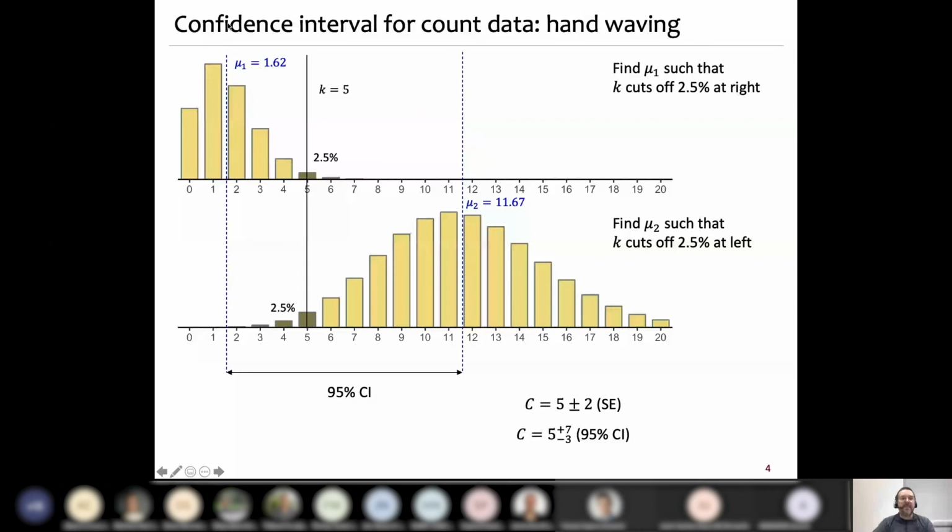I find such a distribution, such a mean, that our 5 cuts off exactly 2.5%. You can do it by simply inverting the equation for the Poisson distribution. There is a formula for this, so you can find such a mean. On the other hand, we can find such a mean, which is over 11 here, that most of the distribution is here, but our count, our 5, cuts off exactly 2.5% on the left. Now we know that we can cut off 2.5% on the right and 2.5% on the left, and the interval between these two distributions is our 95% confidence interval. The confidence interval is from about 1.6 to 11.7, but you can write it as 5 minus 3 plus 7.